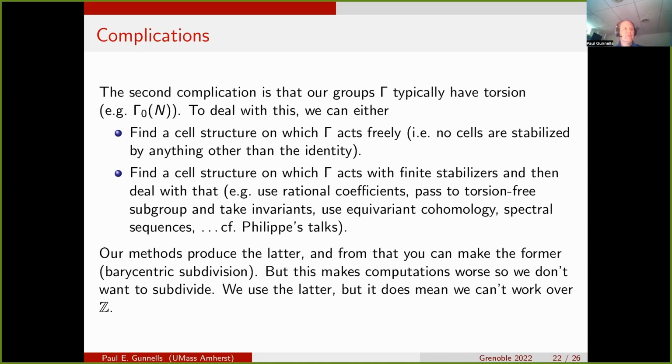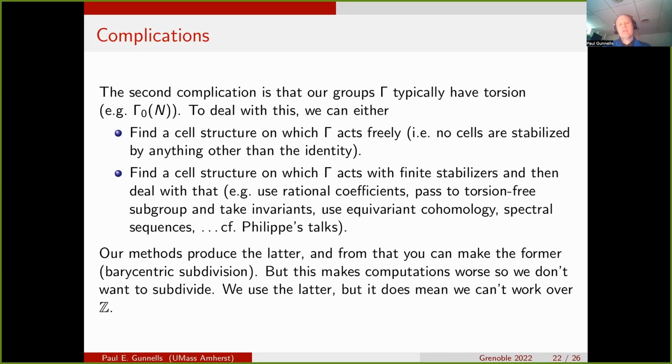Remember I said in the last lecture that we have this isomorphism between the group cohomology and the cohomology of a space, but it's not true if you're working with integral coefficients and the group has torsion. So there are various ways to deal with this from this combinatorial point of view. So first of all, you could just accept that you have torsion and try to make a cell structure where this group gamma acts freely, so that no cells are stabilized by anything other than the identity, okay? If you can make a complex like that, then you can just work with that complex. You don't have to worry about it. You're fine.